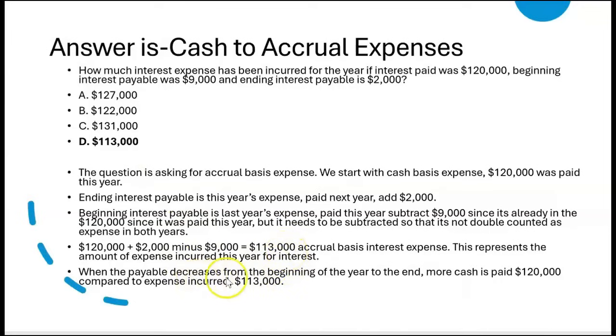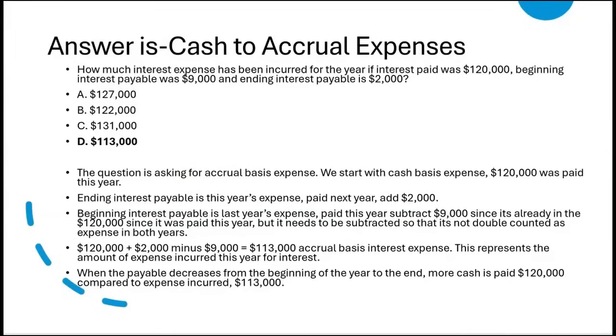Note that the payable decreased from the beginning of the year to the end. The payable went from 9,000 down to 2,000, and as a result, more cash was paid for interest this year, 120,000, compared to the interest expense incurred, 113,000. So when you see questions on cash to accrual expenses, this is how I want you to approach it. Ask yourself, what year was it incurred and what year was it paid? Don't try to memorize, and no fancy diagrams are needed. This is all analysis, which the CPA FAR exam loves to test you on.